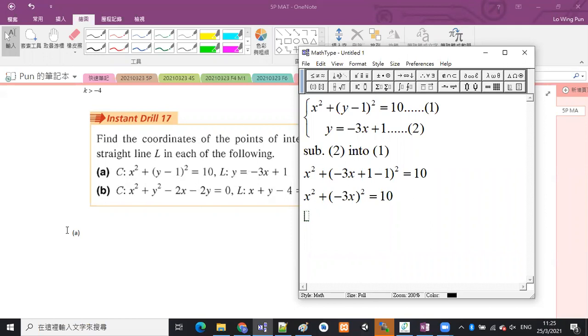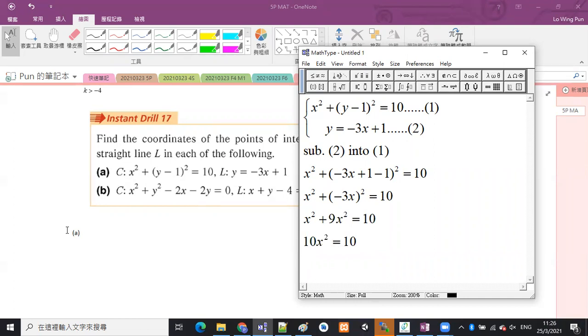x squared is no change. Plus the positive, yes, that is 9x squared is equal to 10. Get this? These two are like terms. They can be added together. 1x squared plus 9x squared becomes 10x squared is equal to 10.